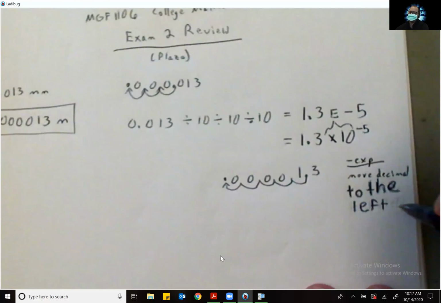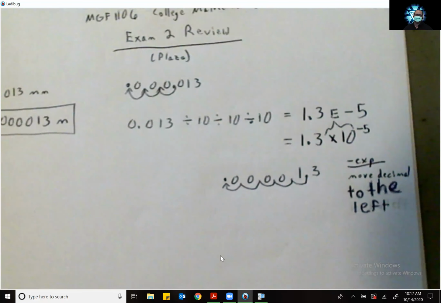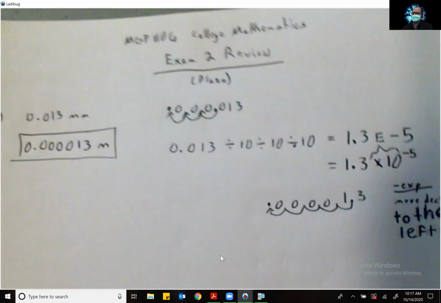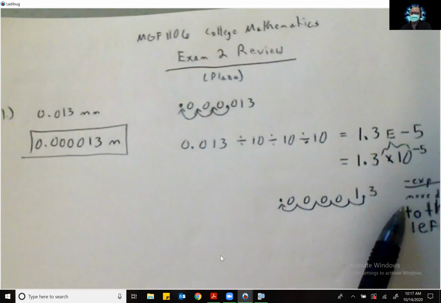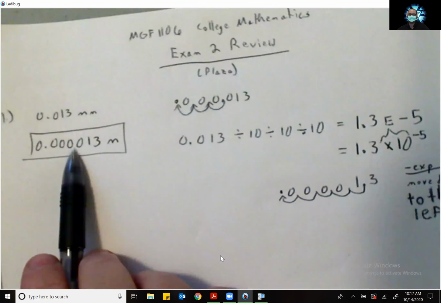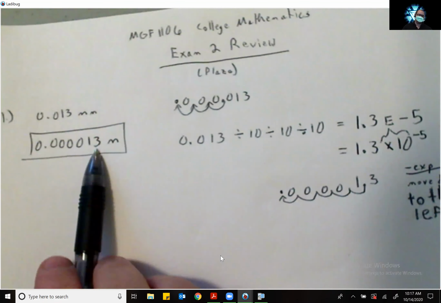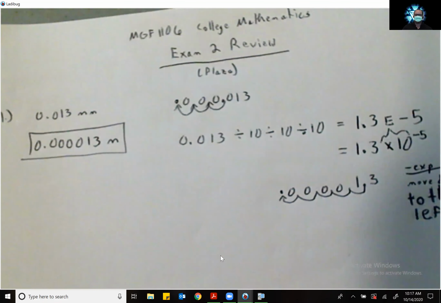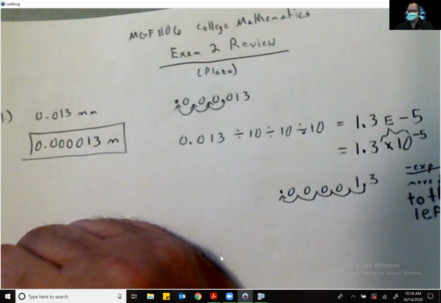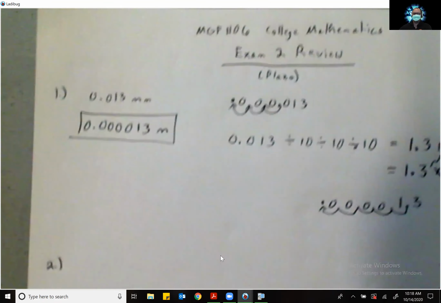Because sometimes the calculator will kick out that weird scientific notation, okay? But that's the answer. That's what it wants. Do not put scientific notation into my math lab. All right, number 2. Moving on.